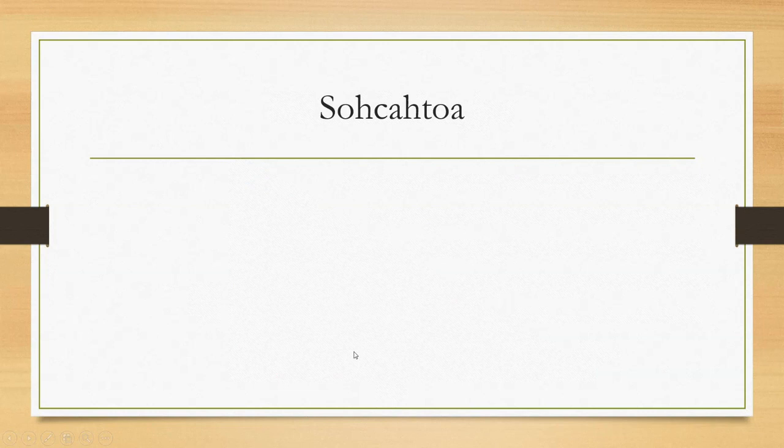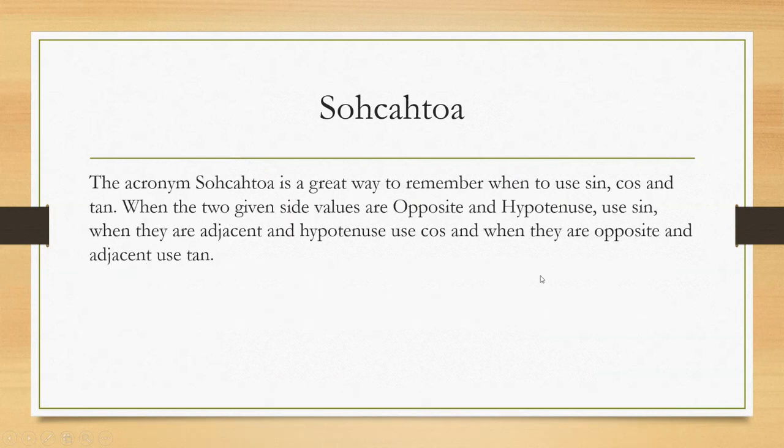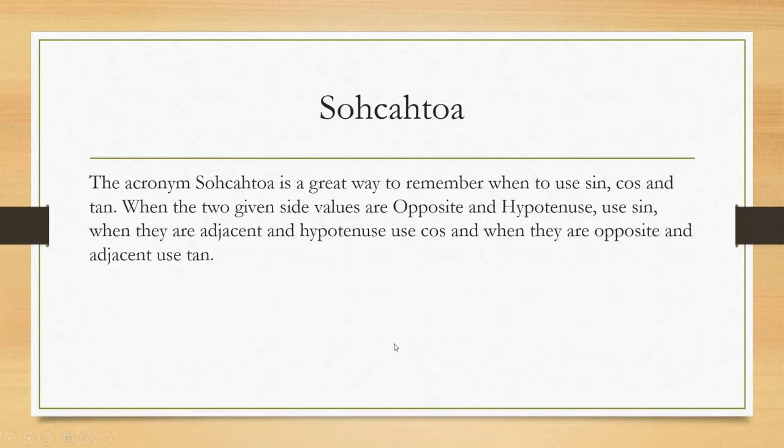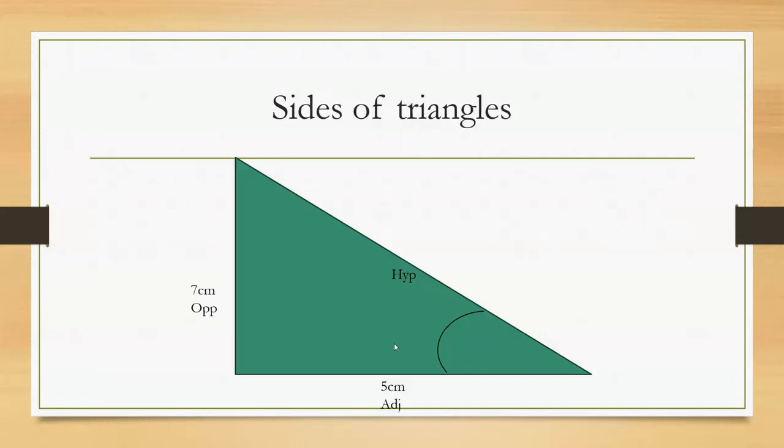Now, one way to remember this is SOHCAHTOA. This is how we do it. The acronym SOHCAHTOA is a great way to remember when to use sin, cos, and tan. When the 2 given side values are opposite and hypotenuse, use sin. So if we in this case had opposite as 7 and hypotenuse as 5, then we'd use sin. If we had the adjacent and the hypotenuse, we'd use cos, and when they are opposite and adjacent, we need to use tan. Now, as you can see here, the given values are the opposite, which is 7 centimeters, and the adjacent, which is 5 centimeters. So we need to use tan.